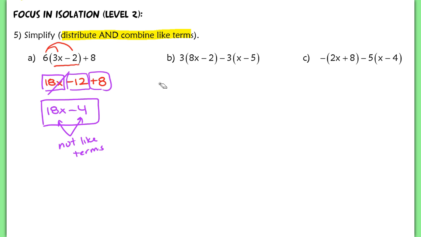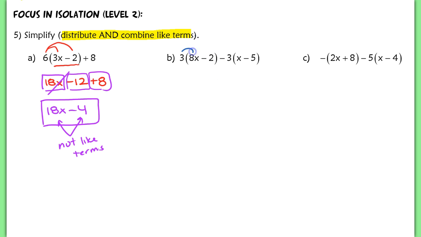All right, now when we work on B, here I see two different parentheses, which means I'm going to distribute two different times. The first one, I'm going to distribute the 3 to both the 8 and to the negative 2, and then I'm going to distribute this negative 3 to the x and to the negative 5. So again, be careful that you don't try to distribute this 3 all over the place, because that's not what you want to do. These are two separate problems. You almost want to imagine, cover that up and just work on that one at first, and then work on this one separately, okay? All right, so let's begin.